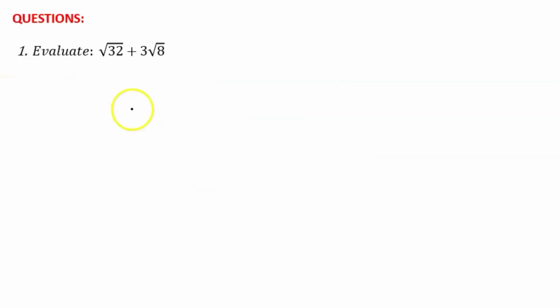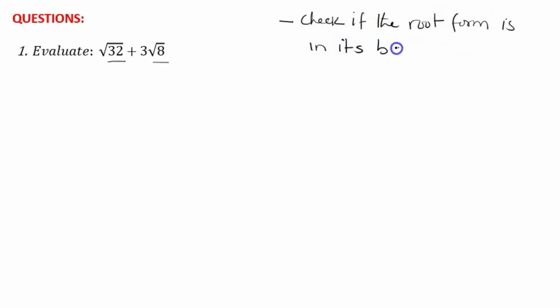Whenever you have to evaluate questions like this, the first thing, just like what we did, is to look at the irrational form, the root form. This is root 32, this is root 8. Are they in their basic form? So the first step is to check if the root form, let me call it root form so that you'll remember this, is in its basic form.